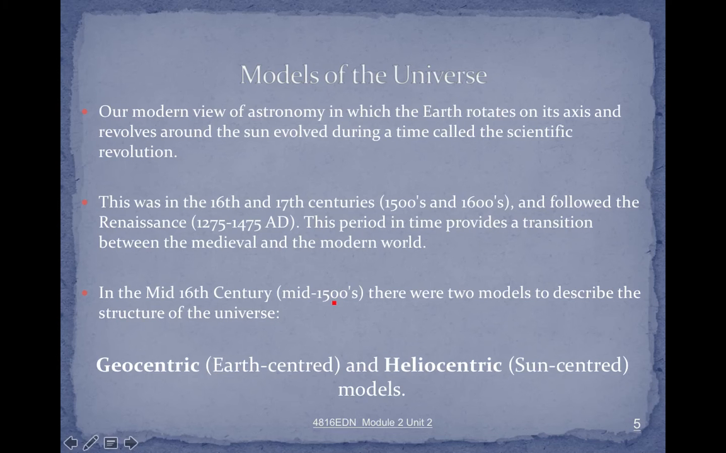Around the mid-1500s, there were 2 models that existed. We had our geocentric, Earth-centered view, which was the dominant view, and then a heliocentric view, helio meaning sun.